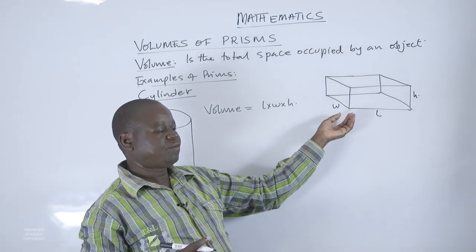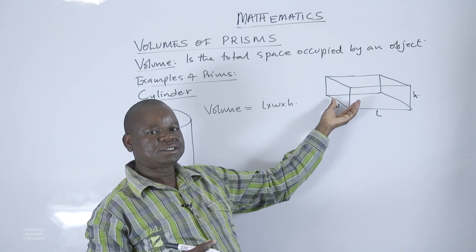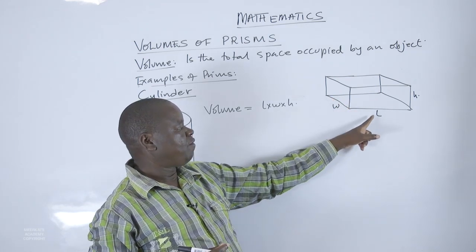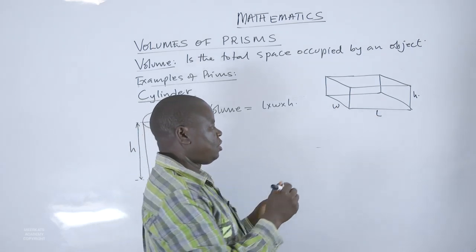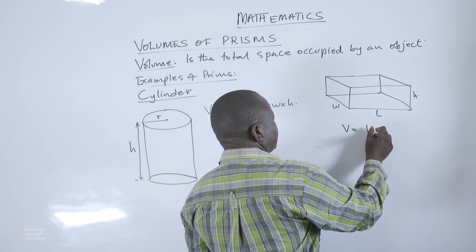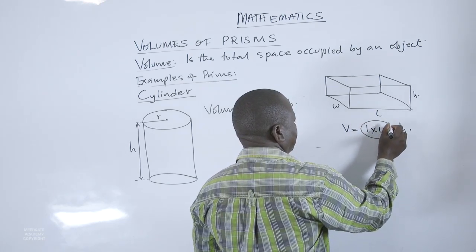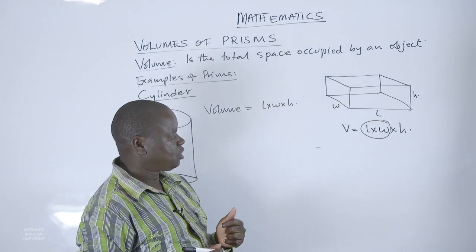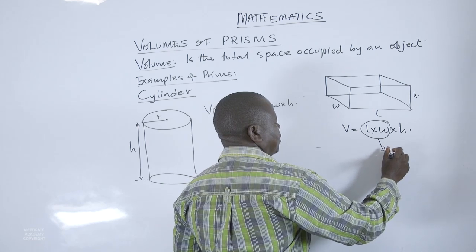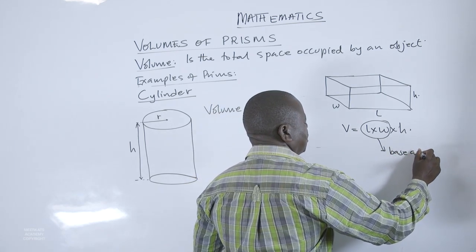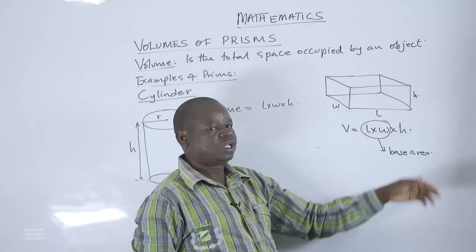So you can appreciate that from this basic formula for calculating the volume of an object, we have length times W, where W is the width and L is the length. So V is equal to length times width times height. This part, length times width, is basically known as base area. Then we multiply base area by height, and we get volume.